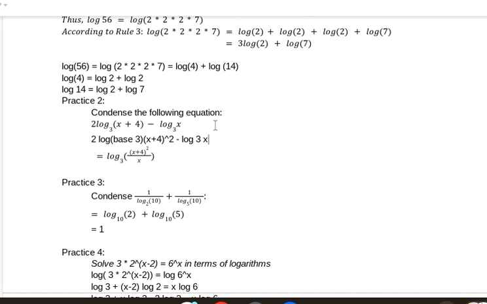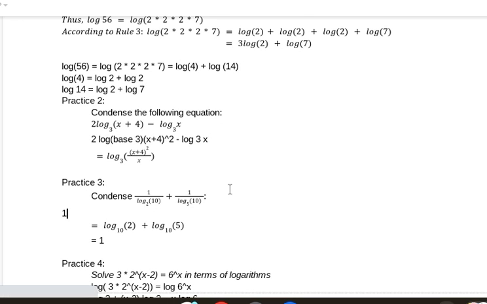Okay, now let's talk about the third question. Condense this thing. Before we do that, I need to talk to you about an additional rule. Log a 1 divided by log a b is equal to log base b of a.